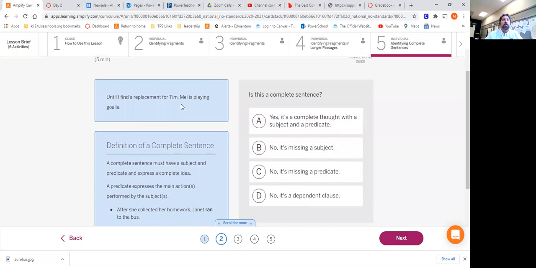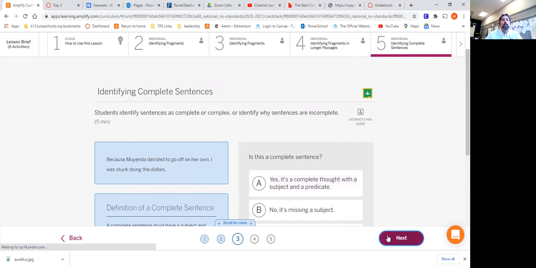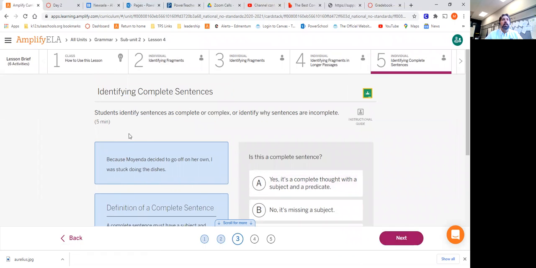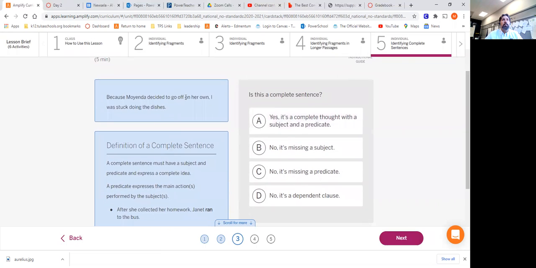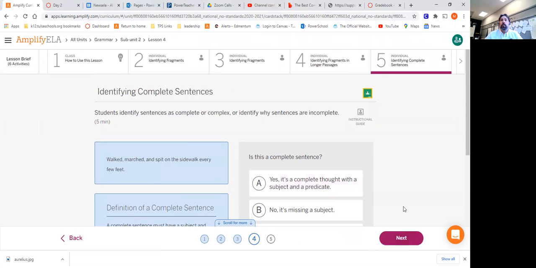Next one. "Until I find a replacement for Tim." That's a dependent clause. Then we have an independent clause: "May is playing goalie." That's fine. You have both parts that you need for a complete sentence. Number 3, "Because Moyenda decided to go off on her own, I was stuck doing the dishes." "Because she went off on her own," that's dependent. And then "I was stuck doing the dishes," that's independent. That's a complete thought. And I'll let you do 4 and 5 on your own.